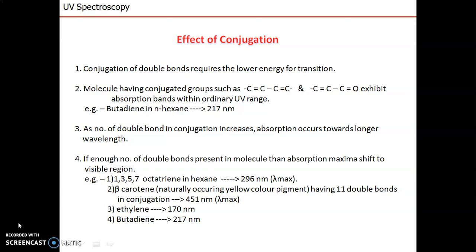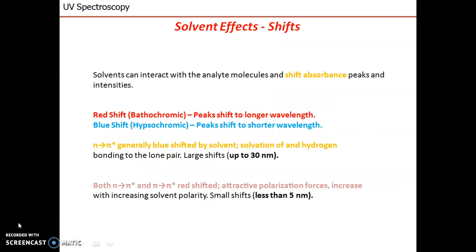If it is ethylene, a compound with only a single double bond, then it shows absorption at 170 nanometer, and butadiene at 217 nanometer. So from all this we see that as the number of double bonds increases, the absorption maximum shifts towards the longer wavelength. So this is the effect of conjugation in the UV. Then next is the solvent effect.